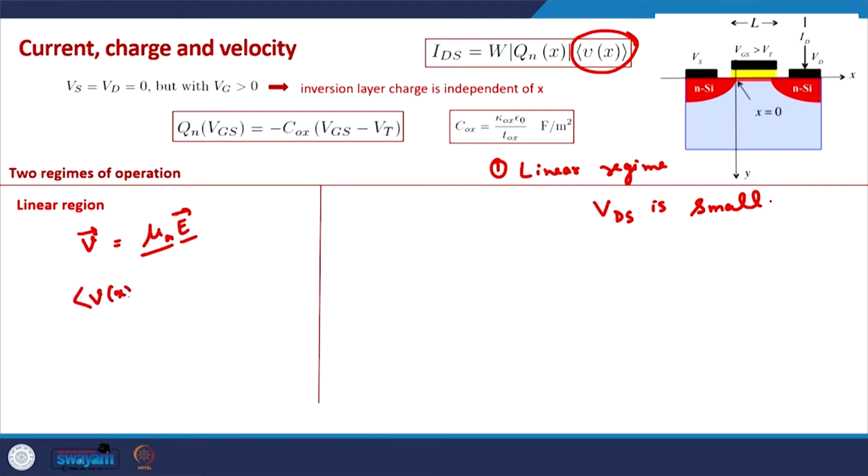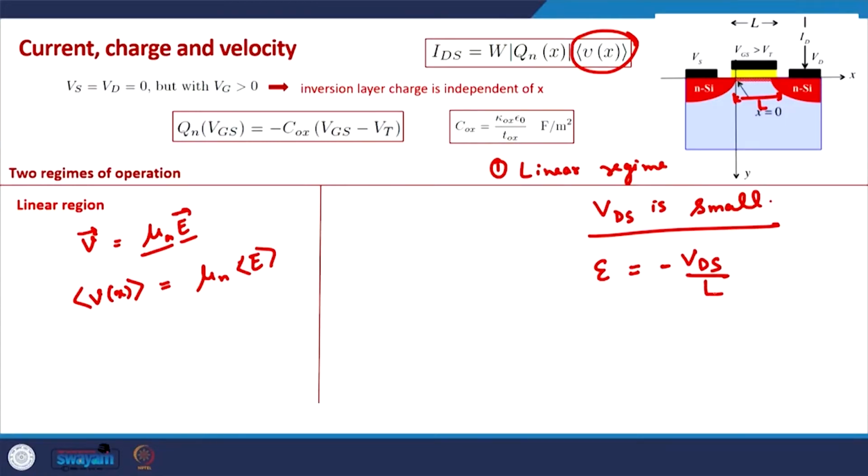So, the average velocity will be, let us write it as, mobility times the average electric field. And in the linear regime, when VDS is small, the electric field can be written as, if the channel length is L, as we have seen earlier, that in the linear regime when VDS is small, the electric field is almost constant because the drop of voltage is linear in the channel. So, this can be written as minus VDS by L.